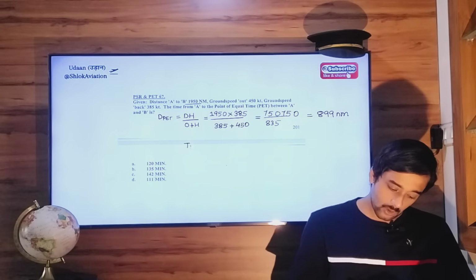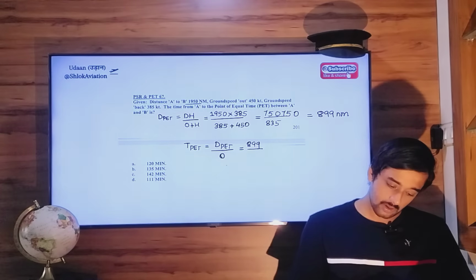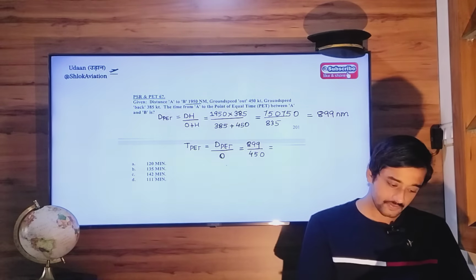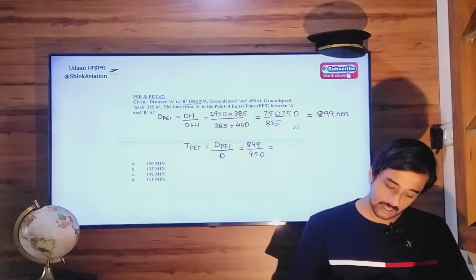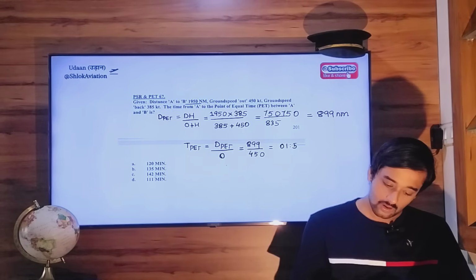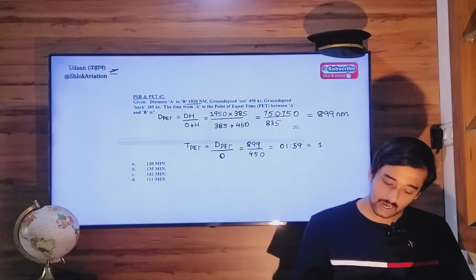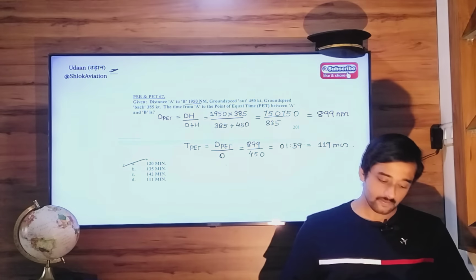What is the time to point of equal time? It is distance to point of equal time divided by outbound speed. So 899 divided by outbound speed of 450 is equal to 1 hour 59 minutes, or multiply by 60, 119 minutes. So option A.